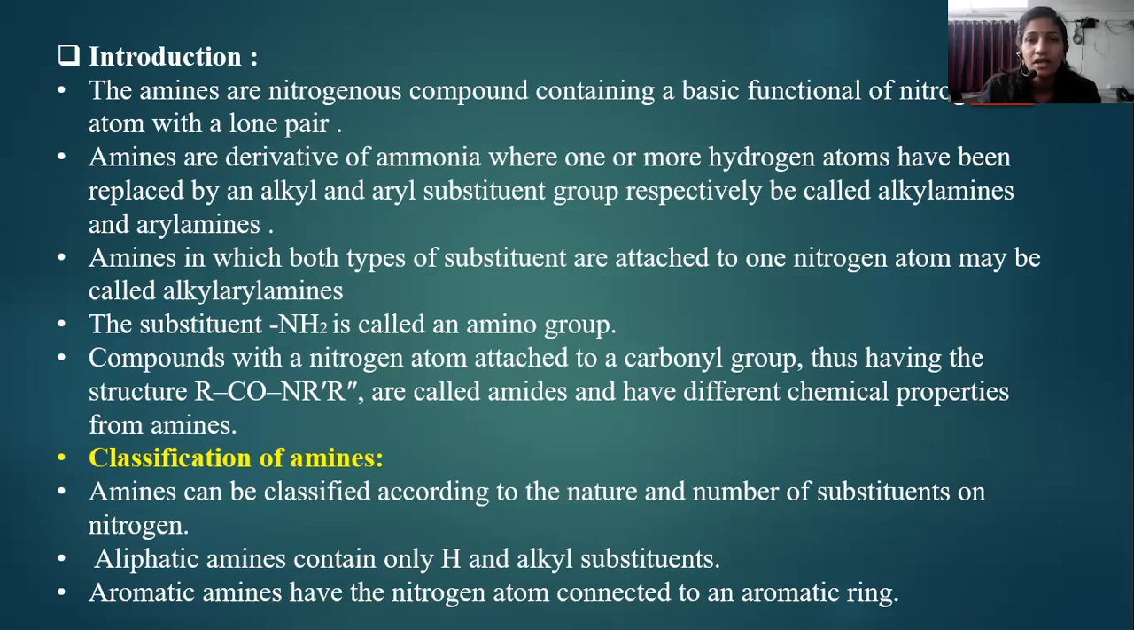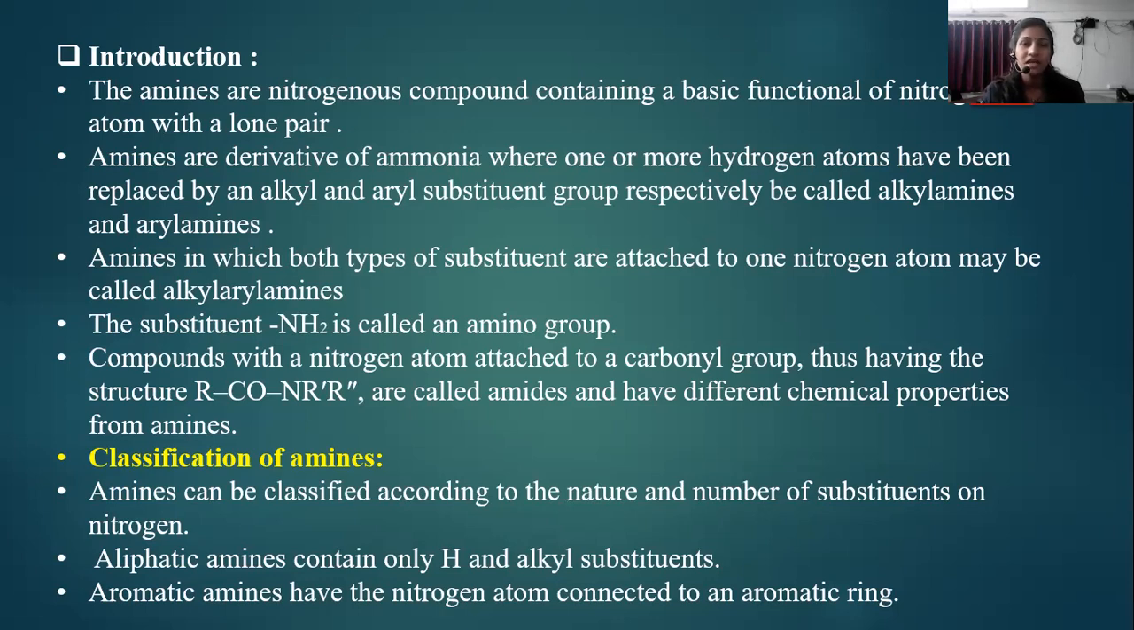Amines in which both types of substituent are attached to the one nitrogen atom may be called alkyl aryl amines. Also, the substituent NH2 is called an amino group. A compound with a nitrogen atom attached to the carbonyl group, thus having the structure RCO NR' R'', is called an amide. Amide has a different functional group and has different chemical properties. Now we start the classification of amines.